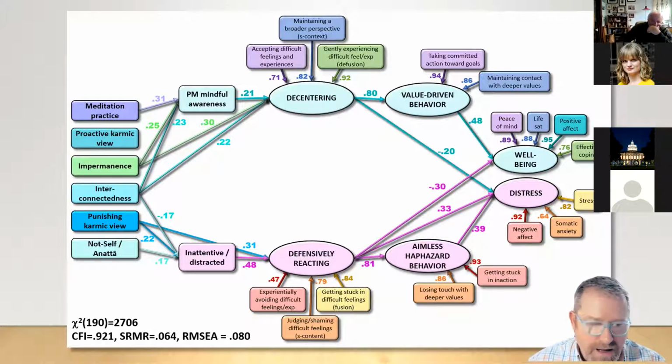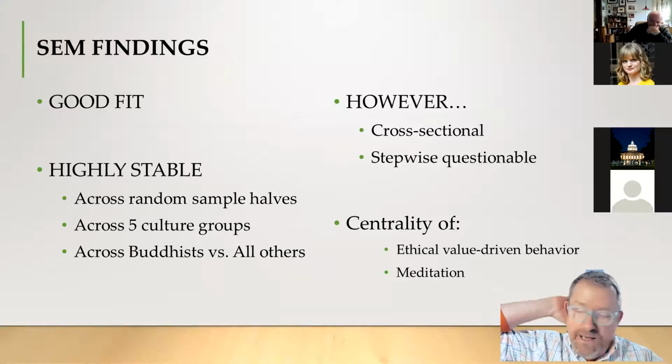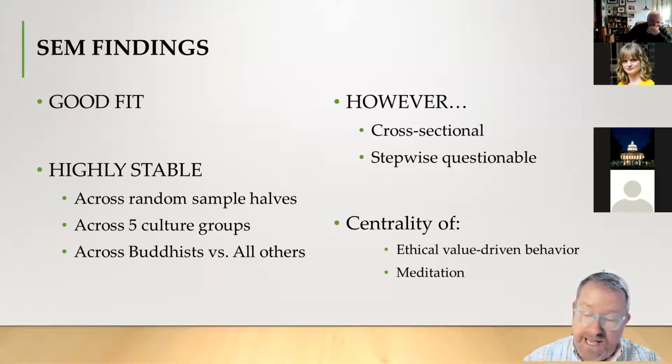promotes well-being. In contrast, taking a punishing karmic view or anatta are linked to slightly more distraction and inattention in day-to-day life, which promotes defensively reacting to difficult stimuli, more aimless haphazard behavior, and distress. And what was cool is not only did we get good fit in the whole sample for that, but we got excellent fit even when we constrained it to be identical across sample halves, across culture groups, and across Buddhist and non-Buddhist. So these tenets function in a similar way, and this cascade of mindfulness processes seems to operate similarly across those different groups.